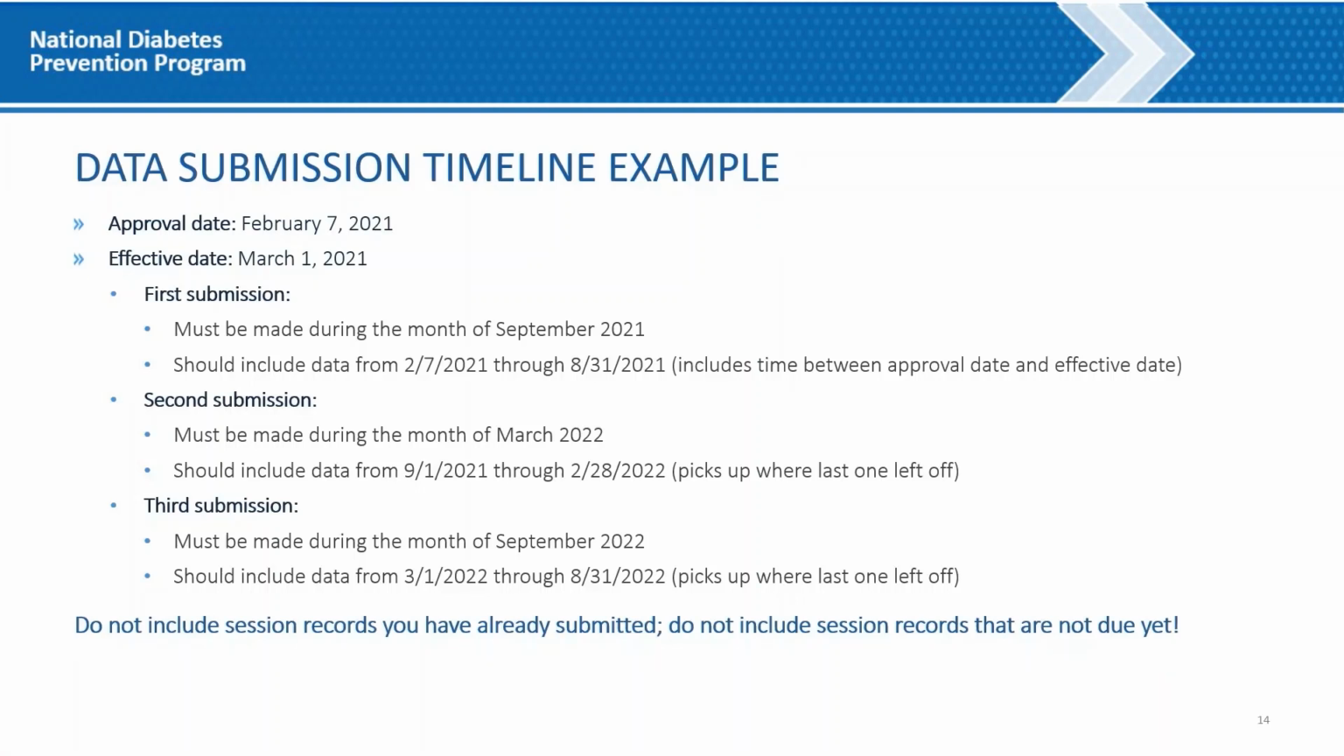The second submission is due 6 months later in March 2022 and should include all records collected from September 1st, 2021 through February 28, 2022, picking up where the first submission left off. The third submission will be due in September 2022 and should include all records collected from March 1st, 2022 through August 31st, 2022, picking up where the previous submission left off. Please do not include session records that have already been submitted and do not include session records that are not yet due.